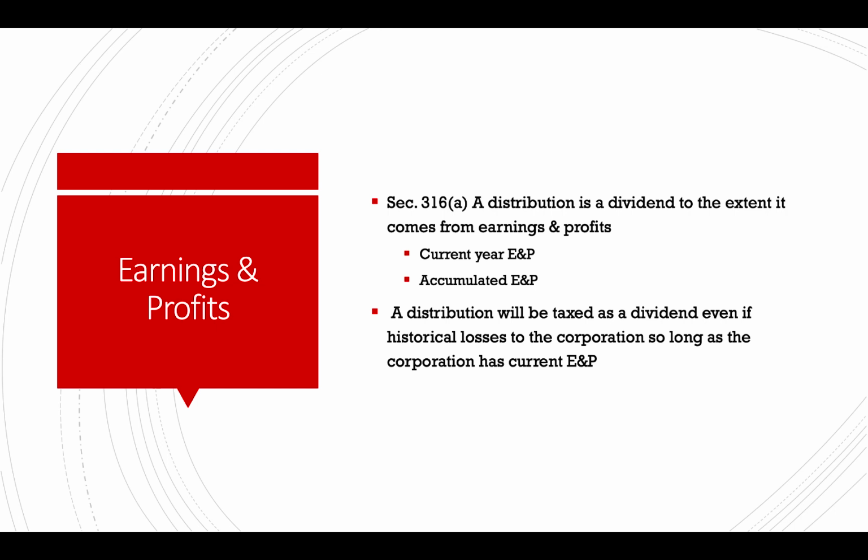But basically, if I have multiple distributions throughout the year, I'm going to allocate the current year earnings and profits based on the amount of those distributions. So pro rata, based on the amount of those distributions. After I have exceeded my current year earnings and profits, I'm going to allocate the accumulated earnings and profits chronologically. So I'm going to allocate accumulated earnings and profits to a dividend that occurred in February before I allocate it to a dividend that occurred in August.